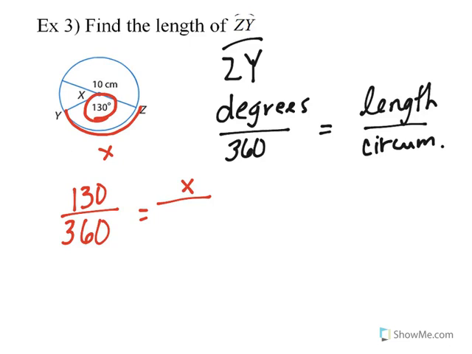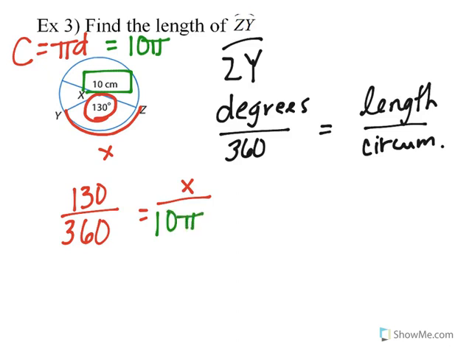But we know from earlier that circumference is pi times diameter. And if you look, they give me my diameter. So my circumference is just 10 pi. So we're just going to put in our circumference down here. And now, as messy as it is, we're just going to cross multiply and solve. So to cross multiply here, I'll take 130 times 10 pi, which is 1300 pi, equals 360 times x.